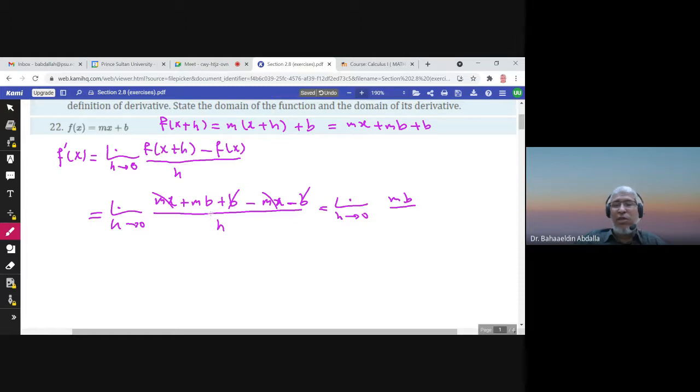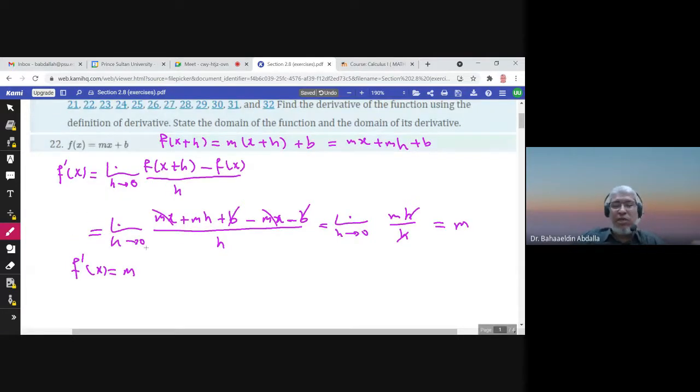There is something wrong here. Yeah, this is mh. Okay, because always h should be cancelled with h to be able to replace h by 0. So this term is mh, and h cancels with h, and now the limit of m when h approaches 0 is m, so f prime of x is m, where m is a constant. M here is just a number.